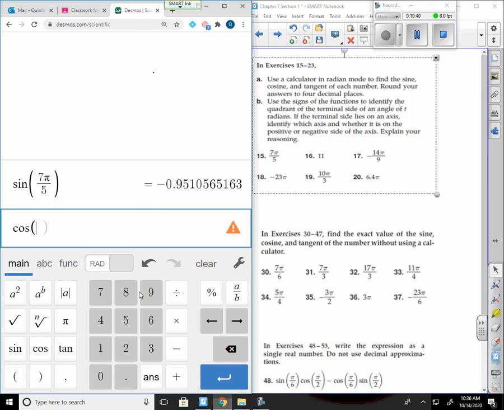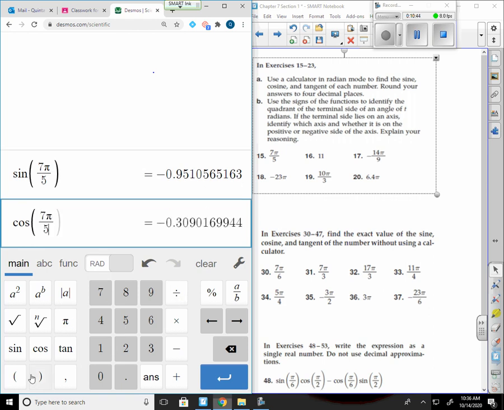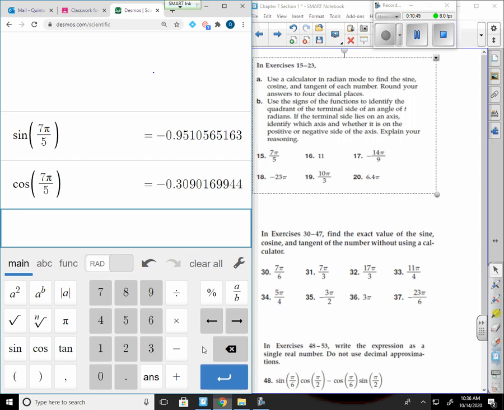And then if I do the cosine of the same thing, 7 pi over 5, it gives me a negative 0.3. So I know it's going to be on the left and in the bottom, which makes it quadrant 3. That's all you had to do for that.